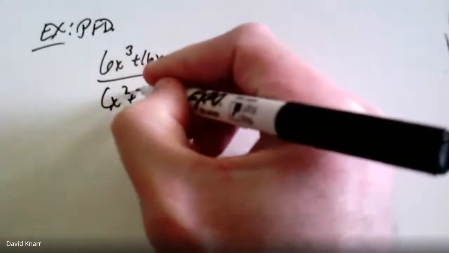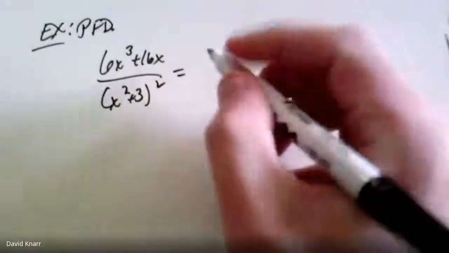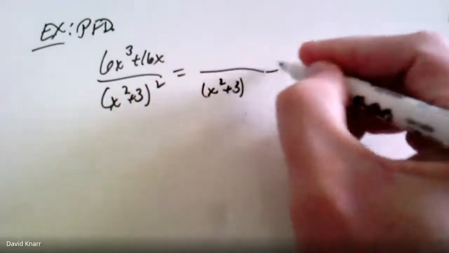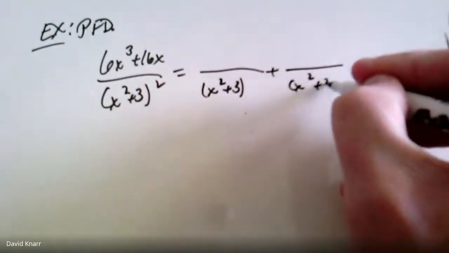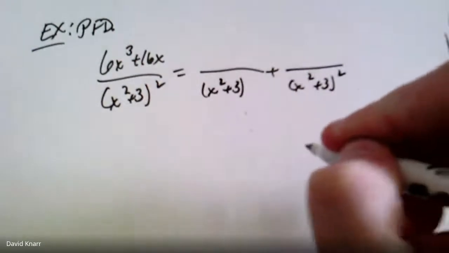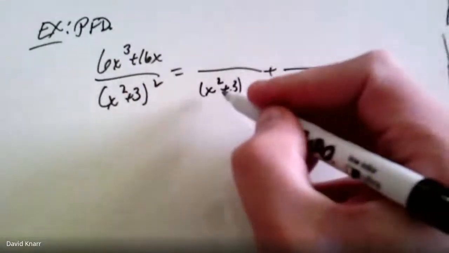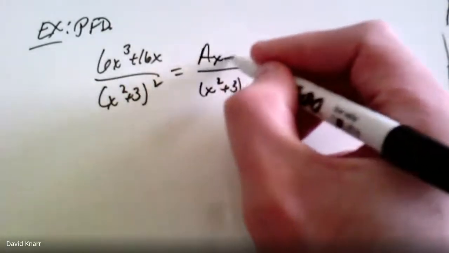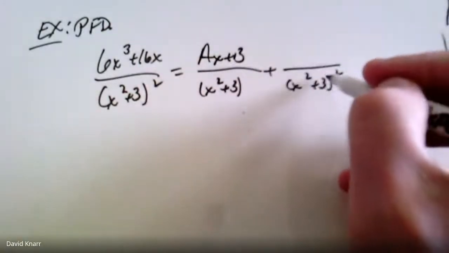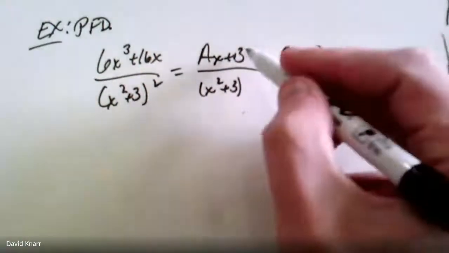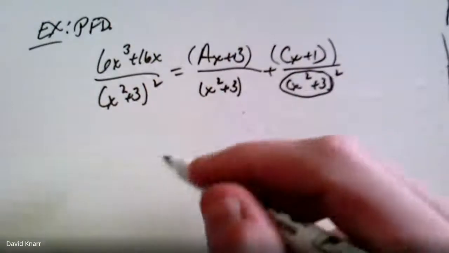We're going to try 6x cubed plus 16x over x squared plus 3 quantity squared. So we're going to need an x squared plus 3 and an x squared plus 3 squared. This is like type 2, but with quadratic factors. On top of this is quadratic, so I need Ax plus B. And this factor is also quadratic, Cx plus D. I'd put those in parentheses. That'll help you as you go.